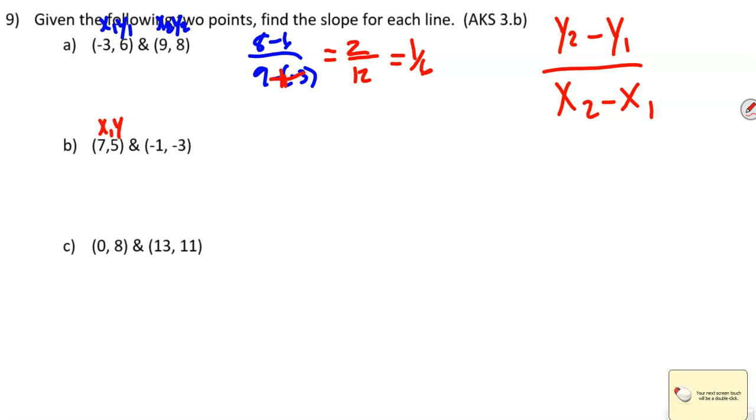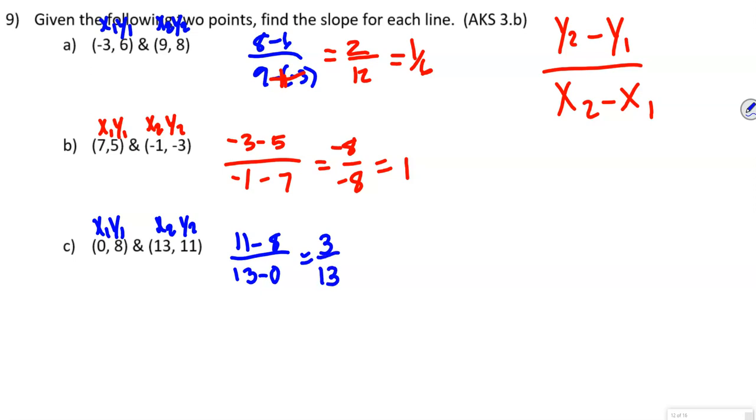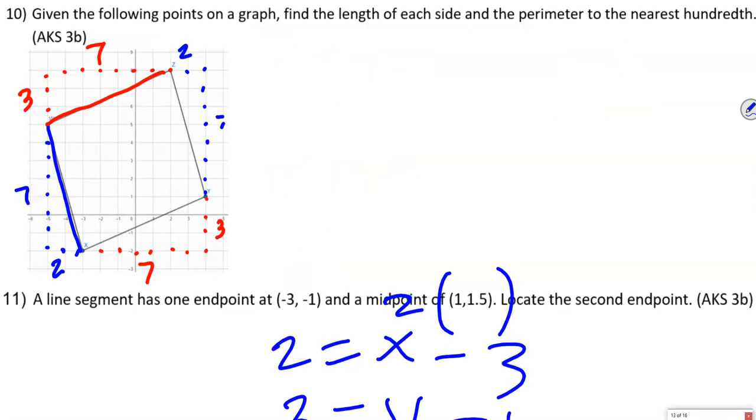Again, x1, y1, x2, y2, so this is going to be -3 minus 5 over -1 minus 7. That's going to be -8 over -8, which is a positive 1. All right, then we're going to do x1, y1 again, x2, y2, 11 minus 8, and 13 minus 0. So that's going to be 3 over 13. Can't simplify that one at all, can we? Nope.